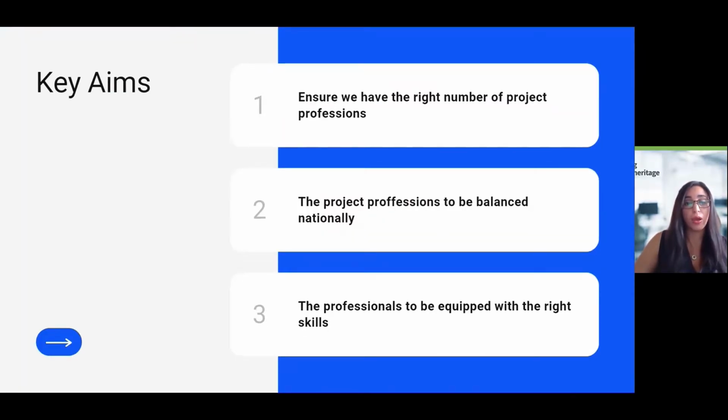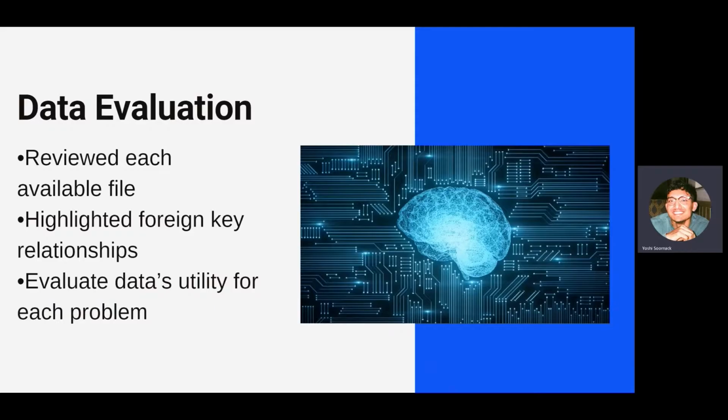Our key aim is 1, to ensure we have the right number of project professionals, 2, the project professionals to be balanced nationally, and 3, the professionals to be equipped with the right skills.